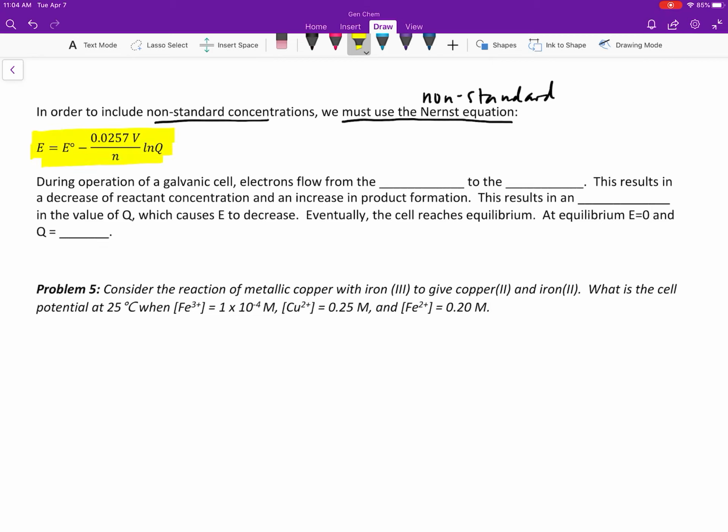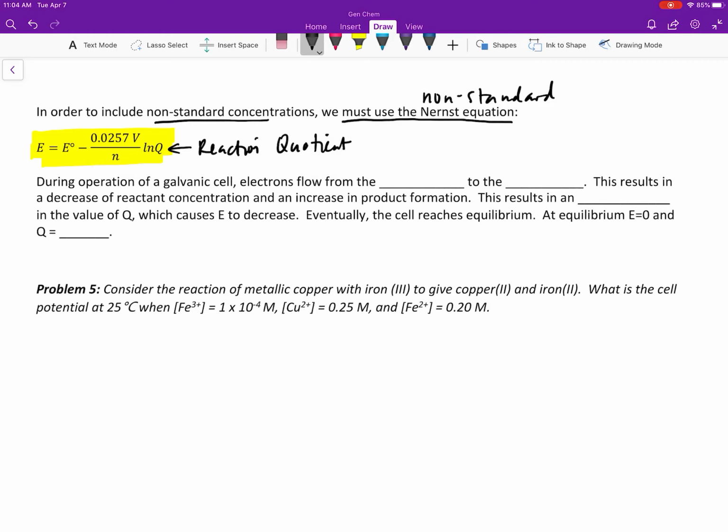Because it's non-standard, meaning not at equilibrium, we're going to see the reaction quotient, which we remember had the relationship Q is less than K, Q is greater than K, Q is equal to K. So it's going to allow us to tie something back to equilibrium. So we have some fill in the blanks here.